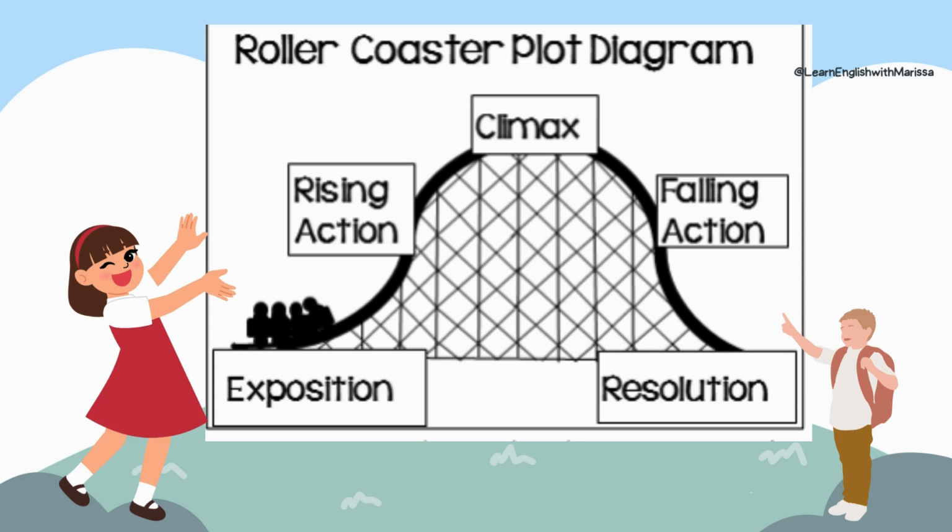When you are at the top of the coaster, this is called the climax of the story. The turning point of the story, where the main conflict reaches its peak. When the coaster is slowly falling and winding down, this is called falling action, the events that occur after the climax as the story begins to resolve.